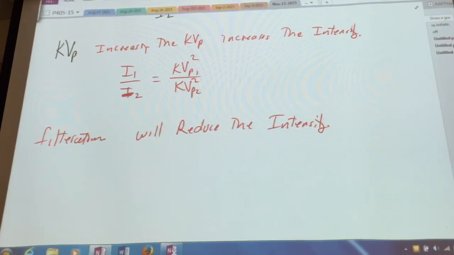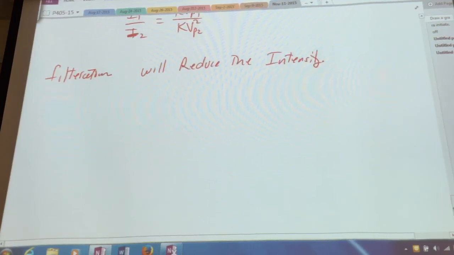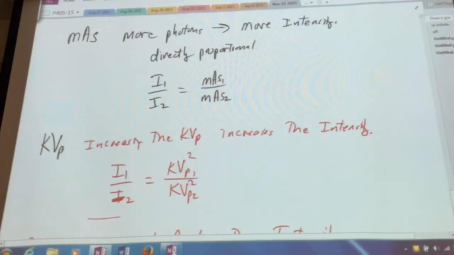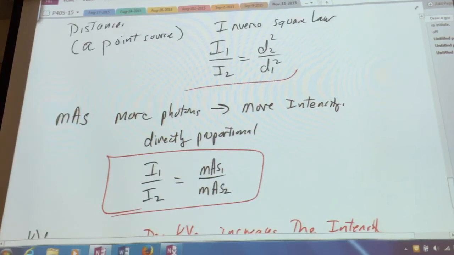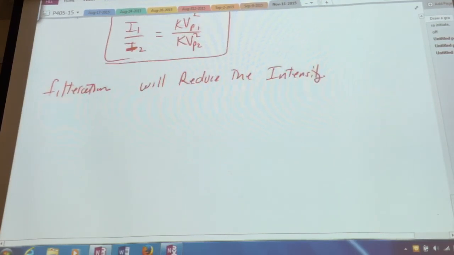So our chief formulas have to do with these factors. So you have this one in mind for our kVp dependence. You got this one for the mAs dependence. And you have this one for the distance dependence. And we'll do a simple example.